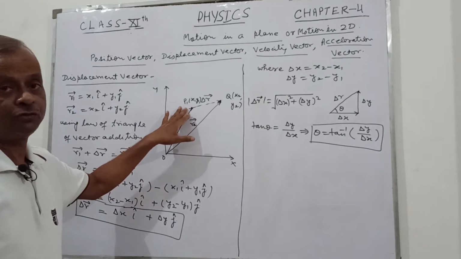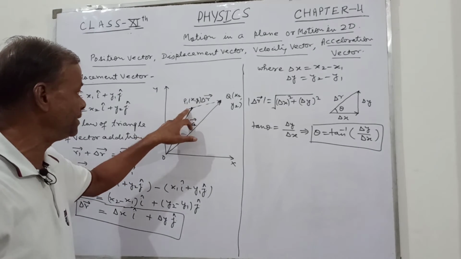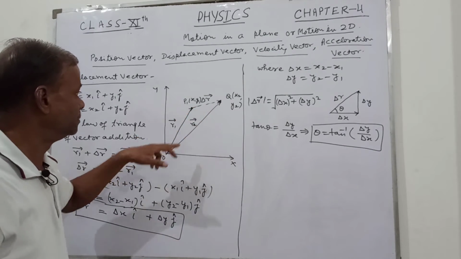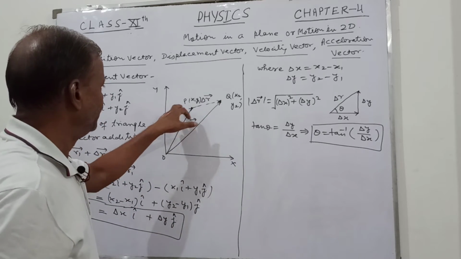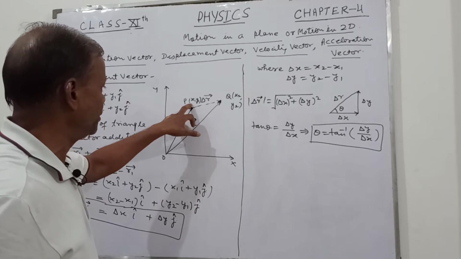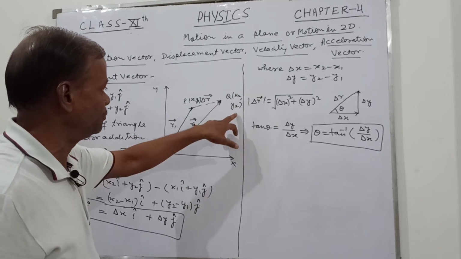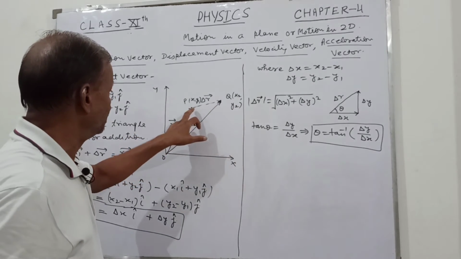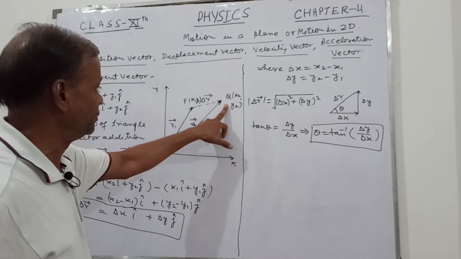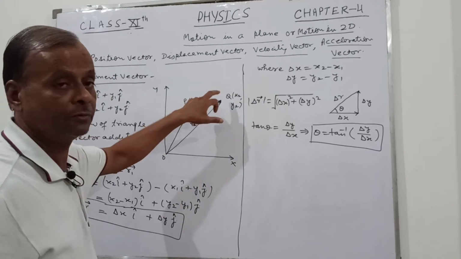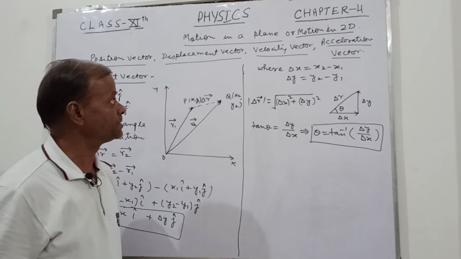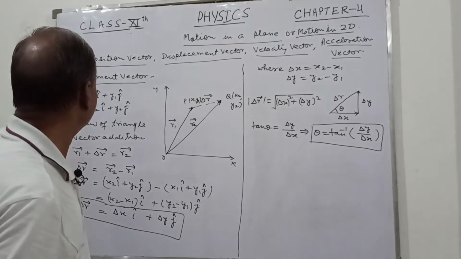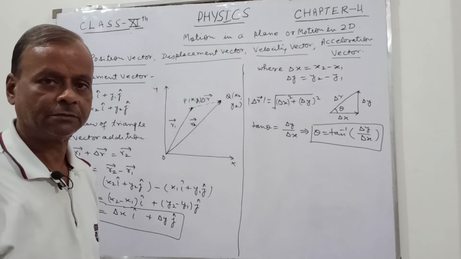So we are taking two points. Point P is displaced to point Q, where the coordinates are x1, y1 for point P and x2, y2 for point Q. So this is the displacement that is produced when the particle moves from P to Q. So this is the displacement vector.